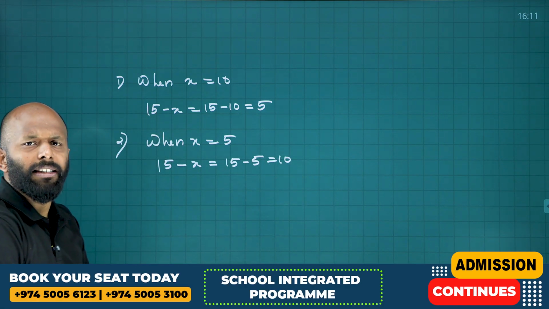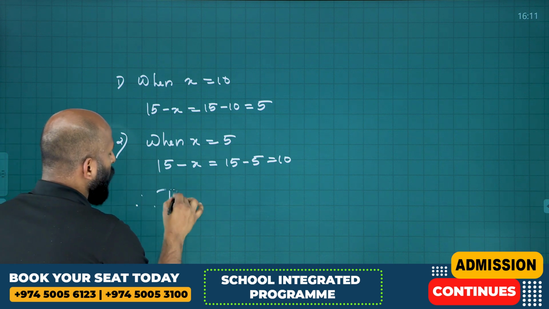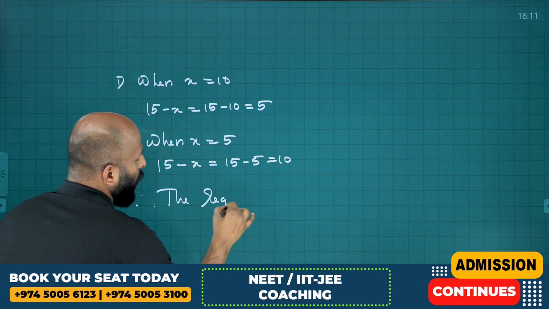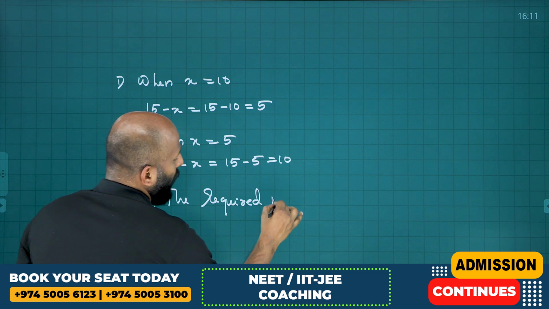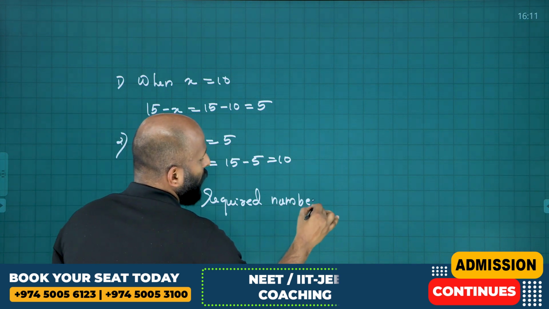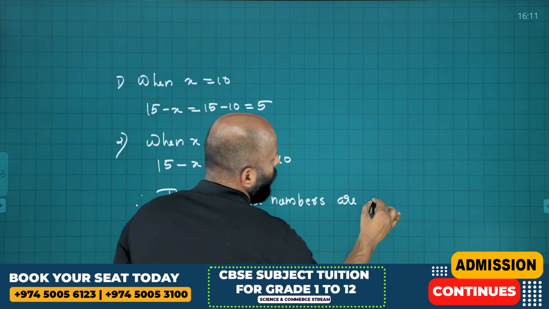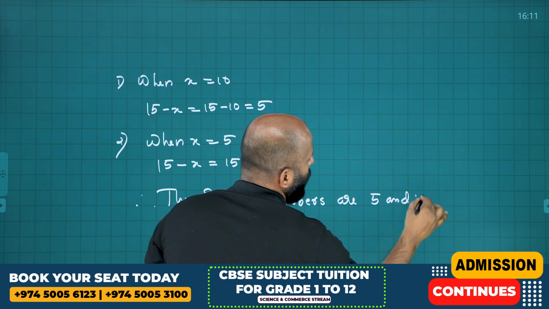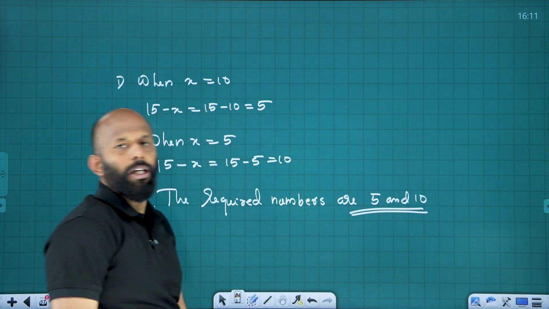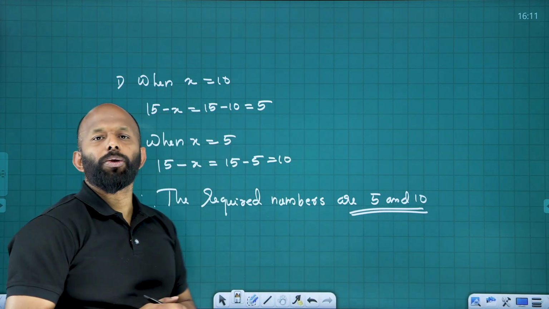So here we are getting the same numbers. Therefore the required numbers are 5 and 10. Hope all of you understood this question. Now we can move to the next question.